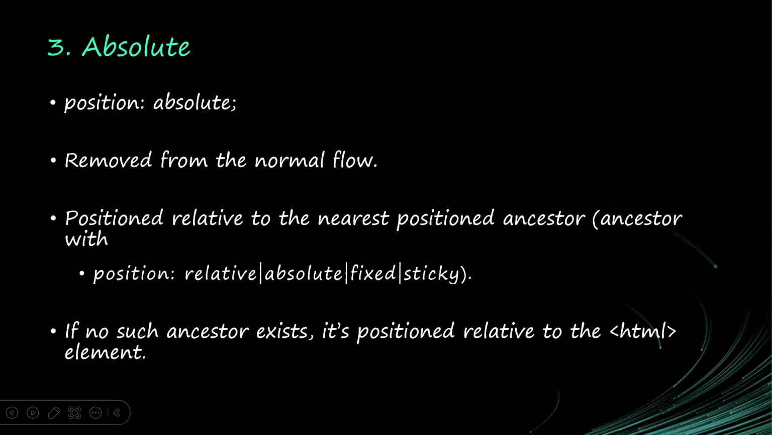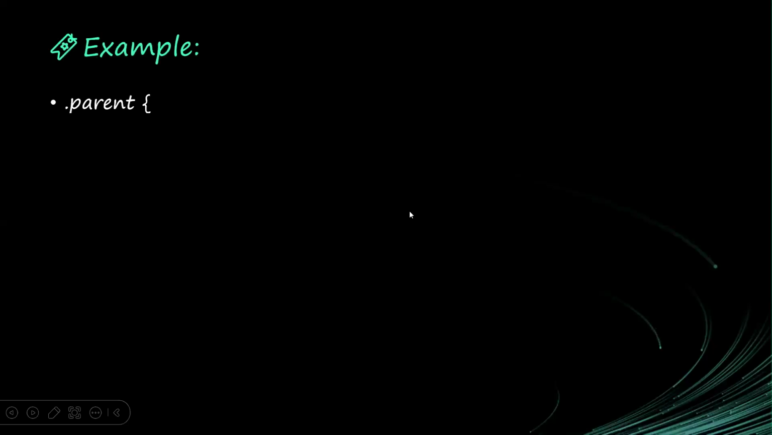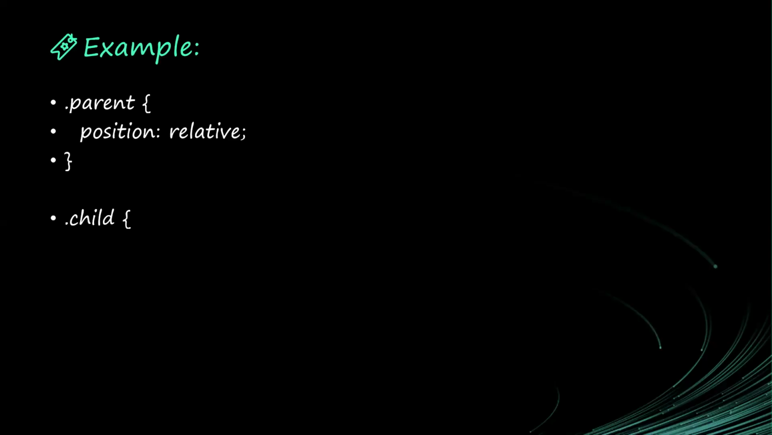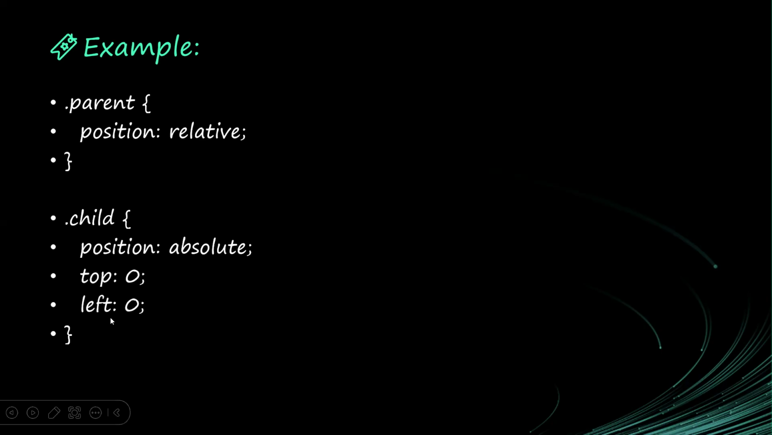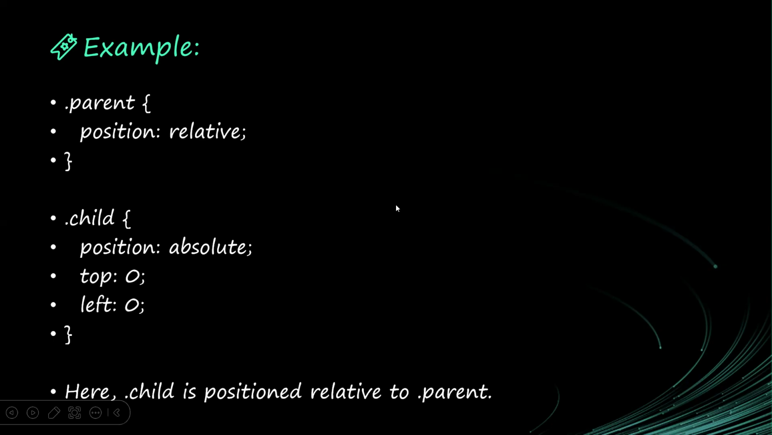Okay. So of course, the parent, in this case the div, should be position relative, and the child should be position absolute. So if you make it top zero, left zero, that means they will still be there. There will be no movement. All right. So here the child is positioned relative to the parent.